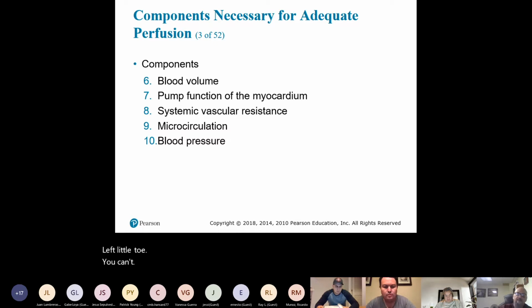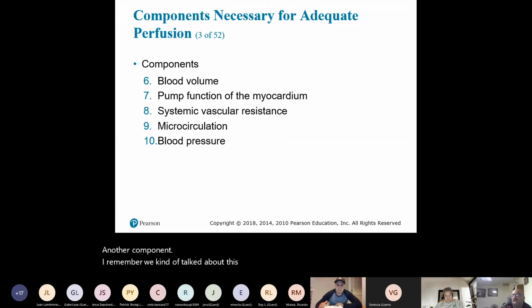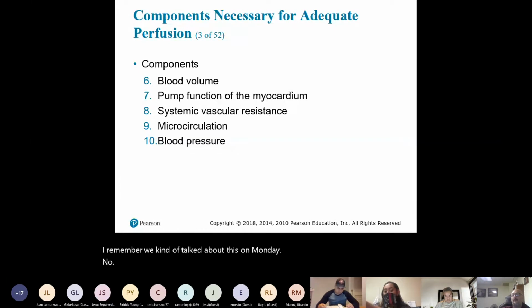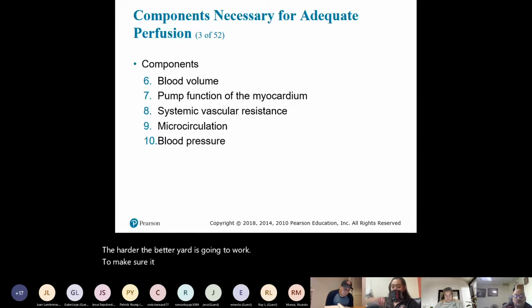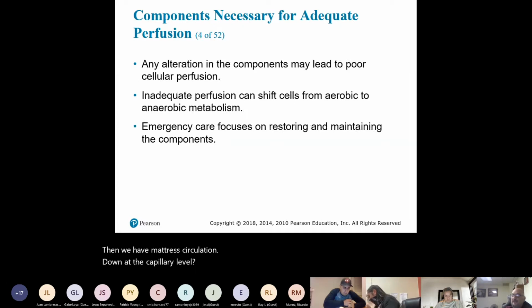Another component, and remember we kind of talked about this on Monday. No, on Wednesday, I think, is the systemic vascular resistance. It's the pressure the heart has to work against. So the more resistance there is, the harder your heart's going to work to make sure it delivers oxygen to where it needs to go. Then we have microcirculation down at the capillary level. And finally, blood pressure.